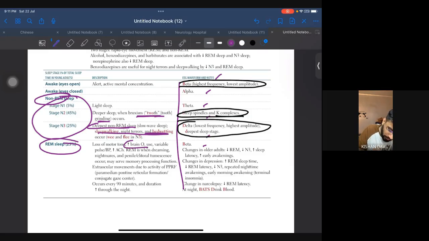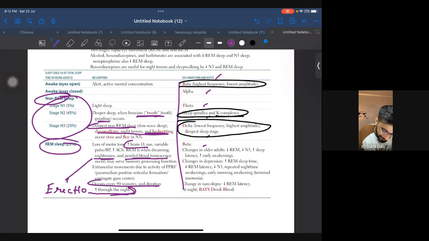In REM, there is increased oxygen use, nightmares, and penile or clitoral tumescence may occur. So there will be an erection. Nocturnal erections occur in REM sleep. Another thing is it occurs every 90 minutes, and its duration increases throughout the night.